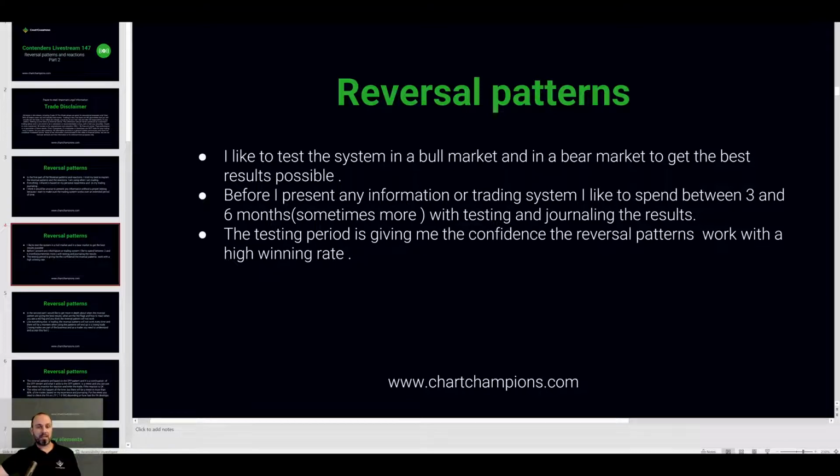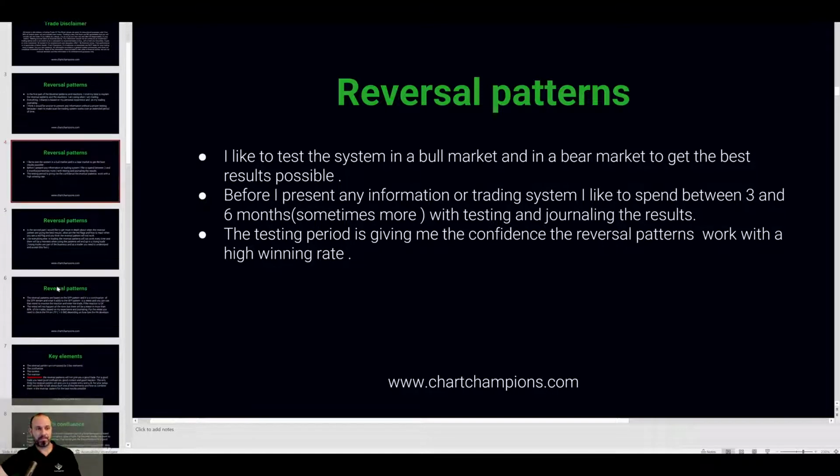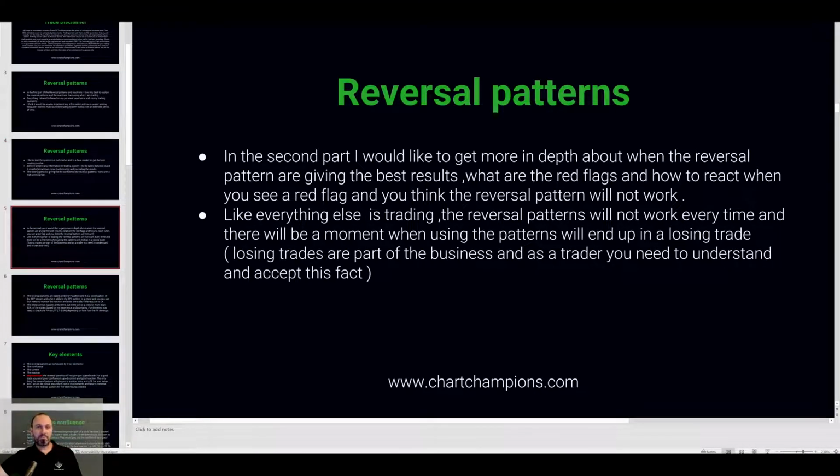And according to my journaling, the winning rate of the reversal patterns is, let's say, between 85 and 87% if they are applied correctly. So I would say they give a really nice winning rate. Moving forward, in the second part, I would like to get more in depth about when the reversal patterns are giving the best results, when the red flags are, and how to react when you see a red flag and you think that the reversal pattern will not work.